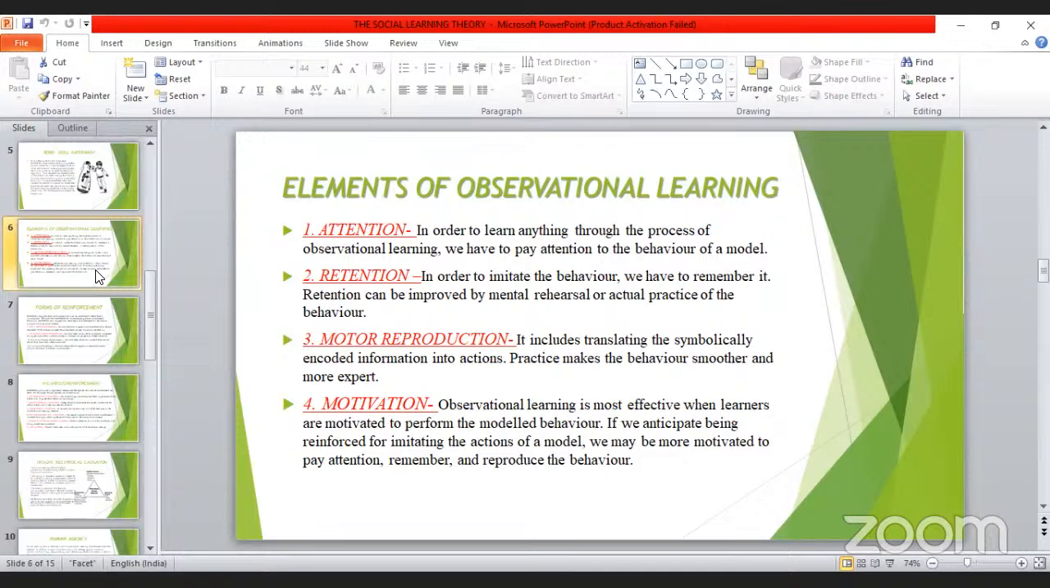Any reward is associated with that behavior. So without being attentive, the observer would not be able to imitate the behaviors of the role model, of the model. Okay. So first is attention.